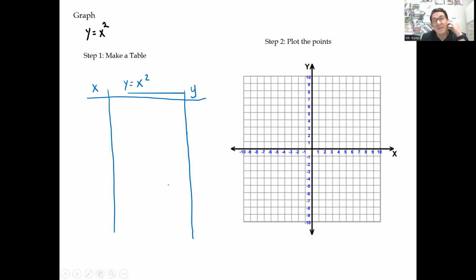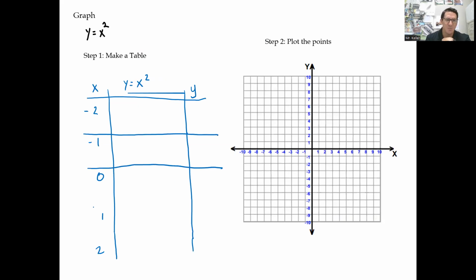First thing we're going to do is pick the domain. The domain are the x values that we're going to calculate. When it's just an x squared, you're going to keep it real simple: -2, -1, 0, 1, 2. That is the domain I'm going to use. To figure out the y, I'm just going to square the x.